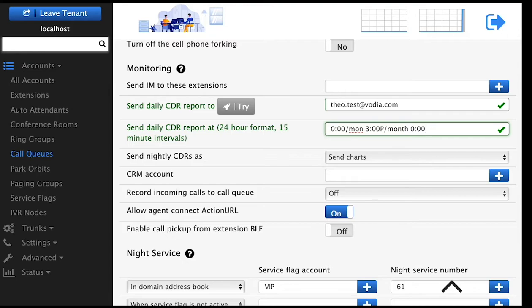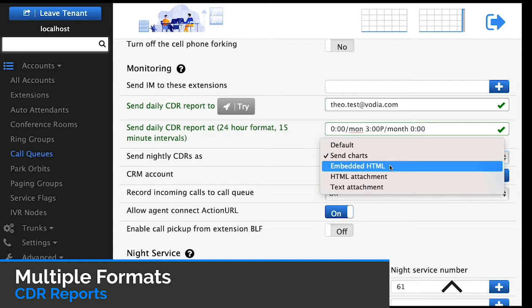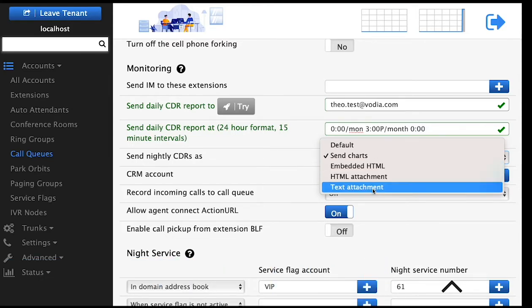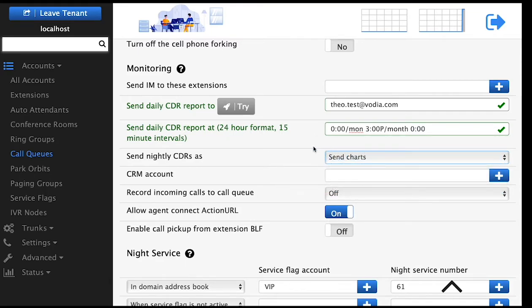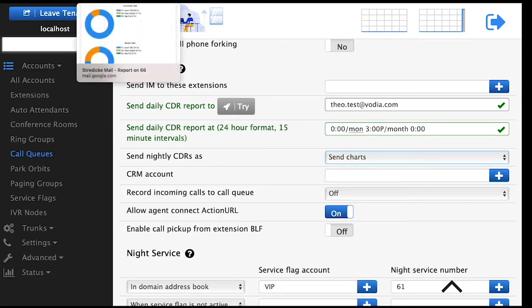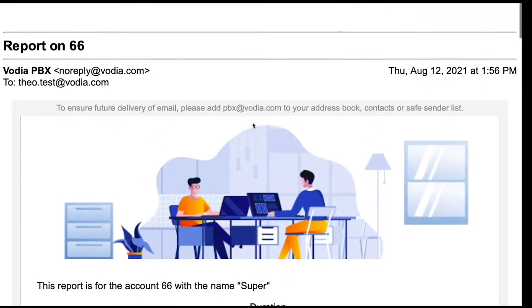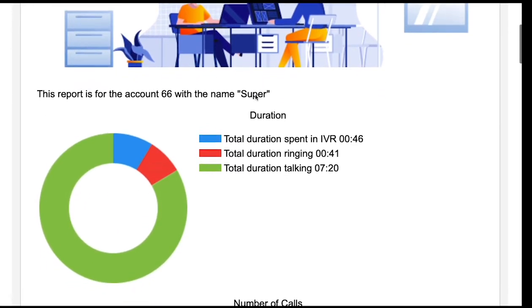The other thing we have changed now is that you can select the format that you want to send. You could already send HTML with a call list embedded. You could send them as an attachment or a text attachment. But what we have added now is that you can send a chart. That means the PBX will collect information from the last day or week or month or whatever and prepare that for you as a chart. I have prepared a sample chart for you here, where we're sending out an email as usual, with our usual header, and we're starting now to send.